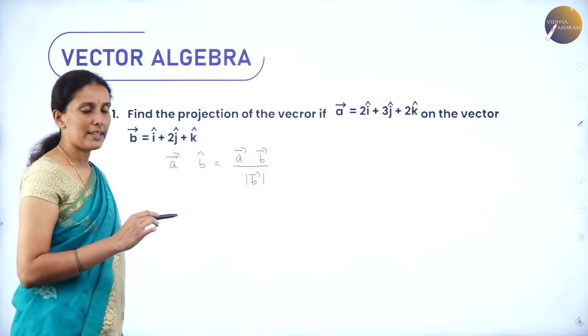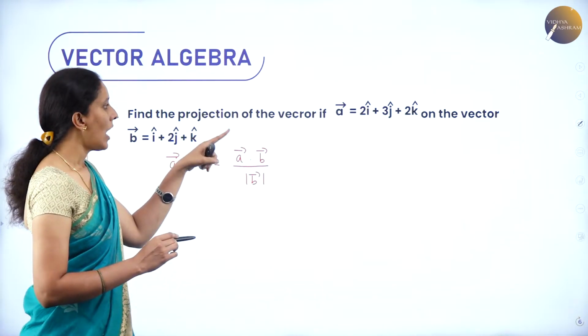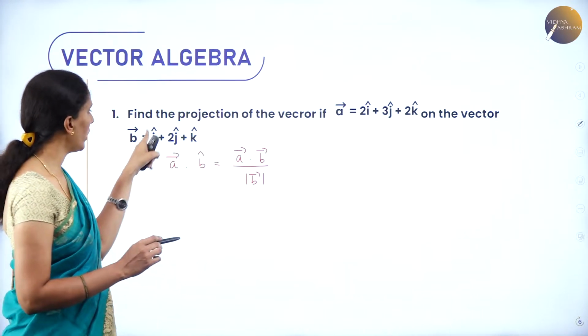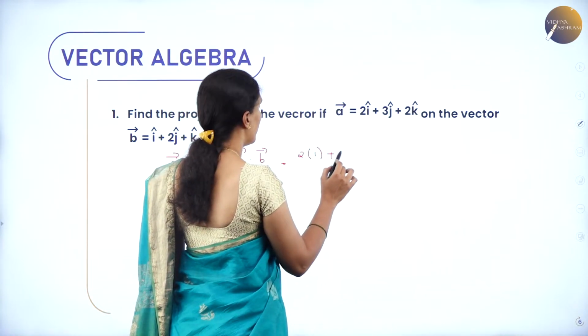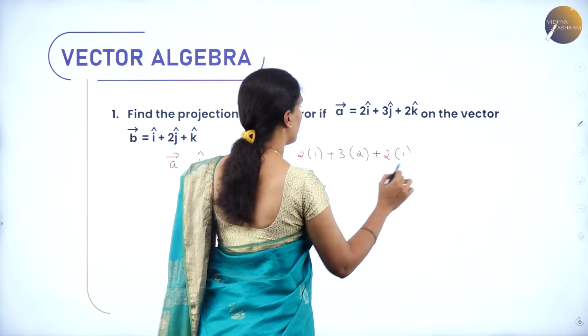So, A dot B is nothing but the product of the corresponding components, that is i to i, j to j and k to k. So, that is we have 2 into 1 for the i component plus 3 into 2 plus 2 into 1.